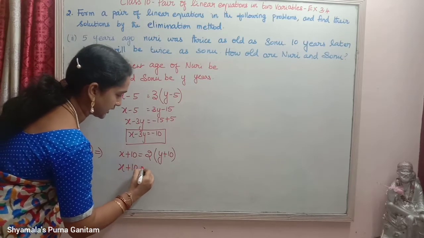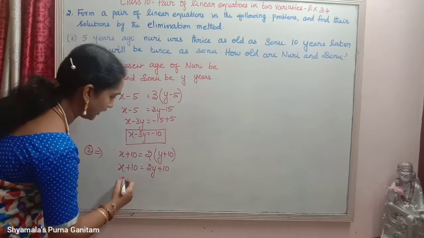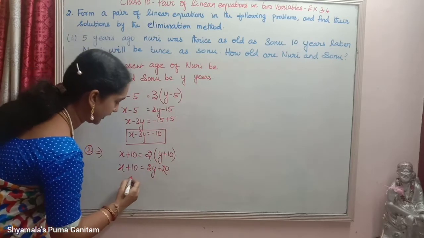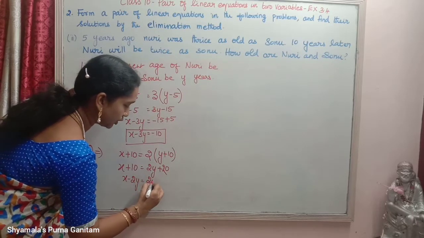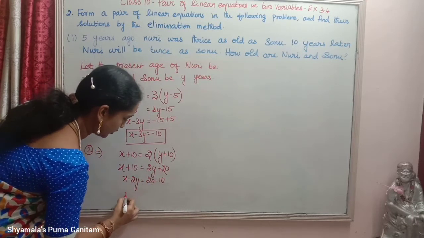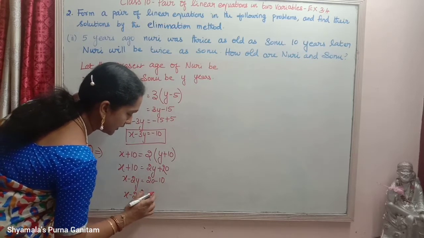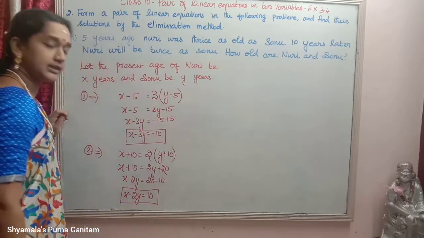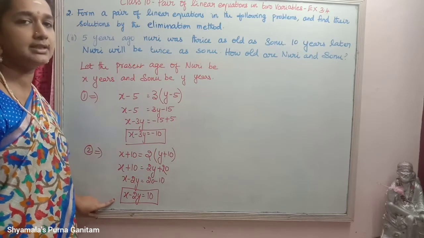So x plus 10 is equal to 2 times y plus 10, that is 2y plus 20. So x minus 2y is equal to 20 minus 10. So the equation will be x minus 2y is equal to 10. Okay, so we got the first equation and second equation.